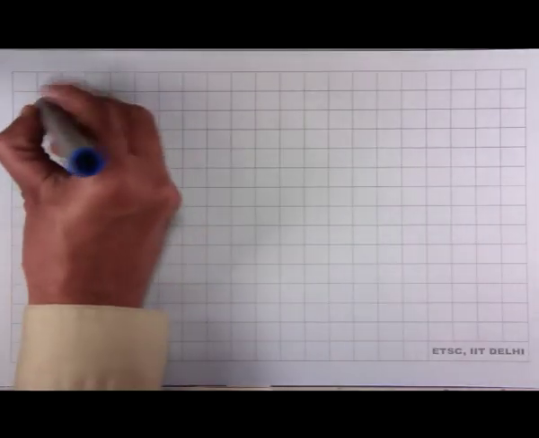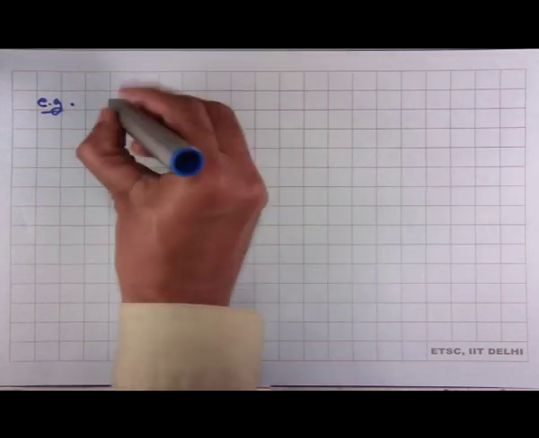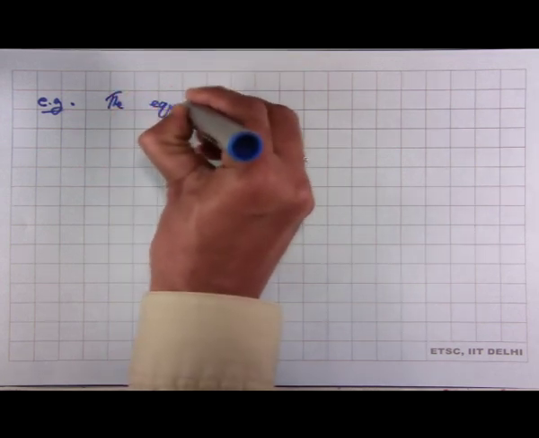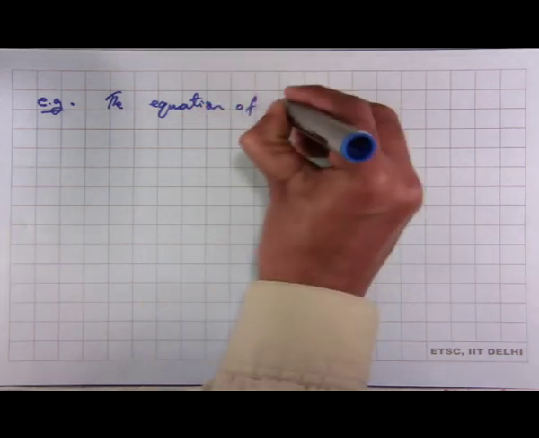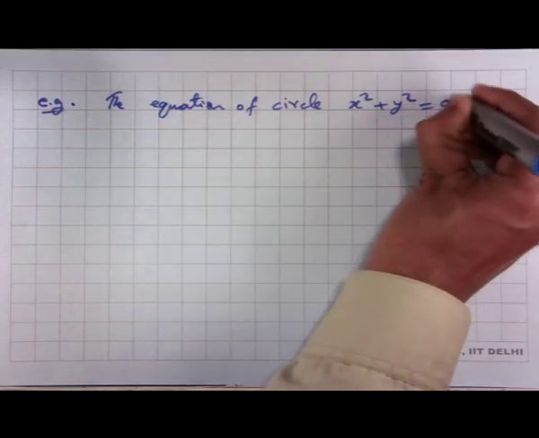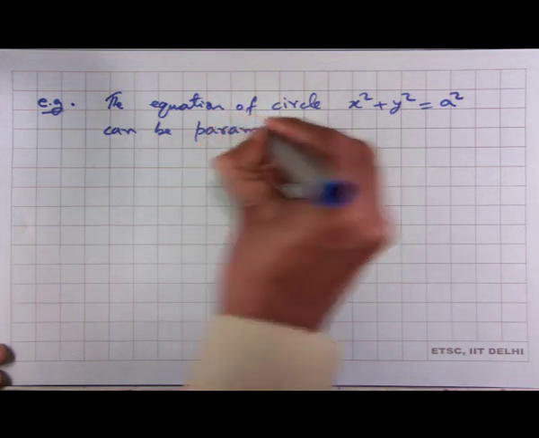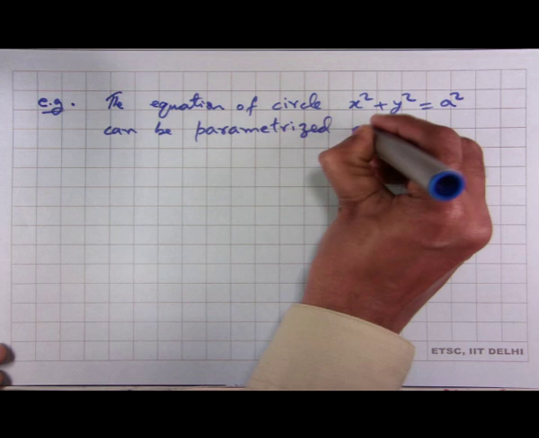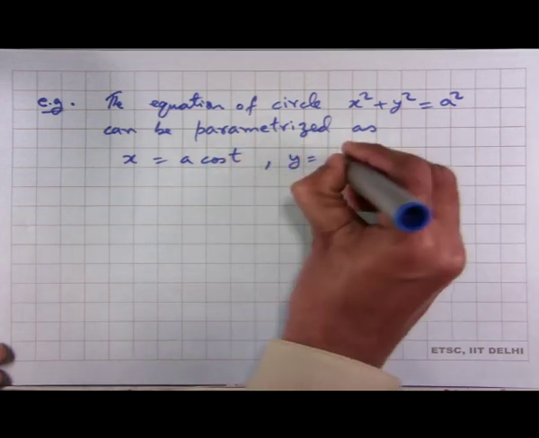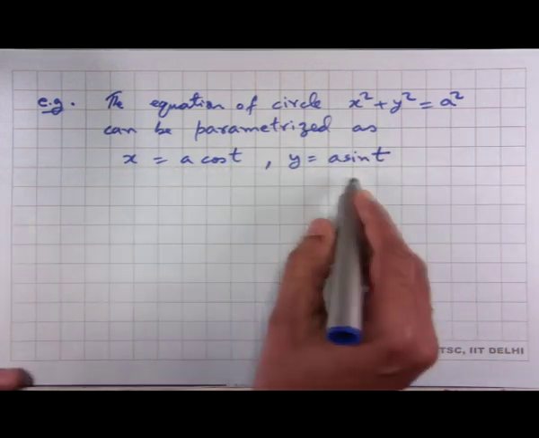So, as an example, if I take the equation of a circle, x square plus y square is equal to a square, it can be parameterized as x is equal to a times cosine t and y is equal to a sin t, because we know that cosine square t plus sin square t is 1. So, x square plus y square is a square.